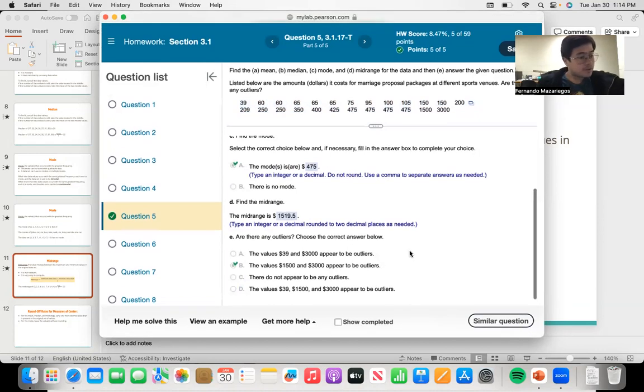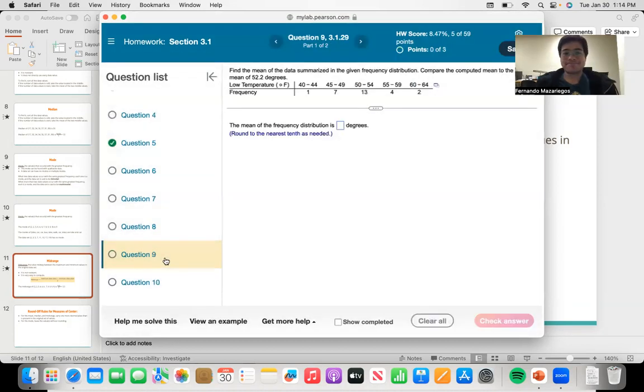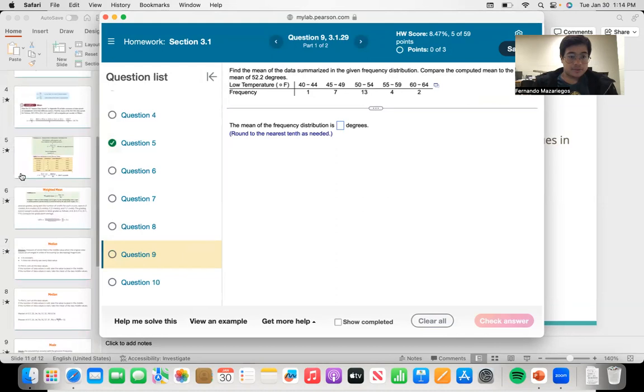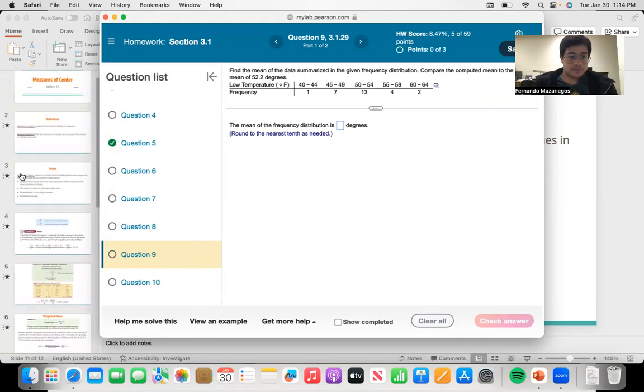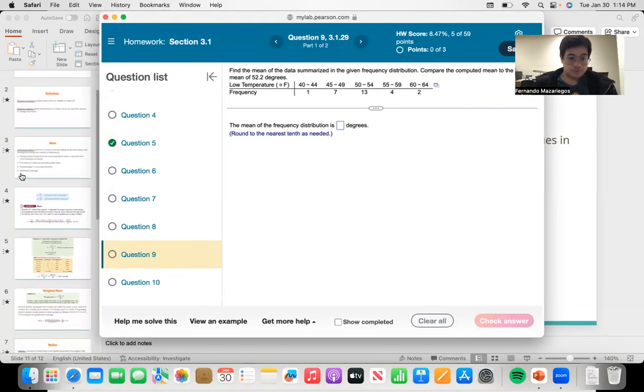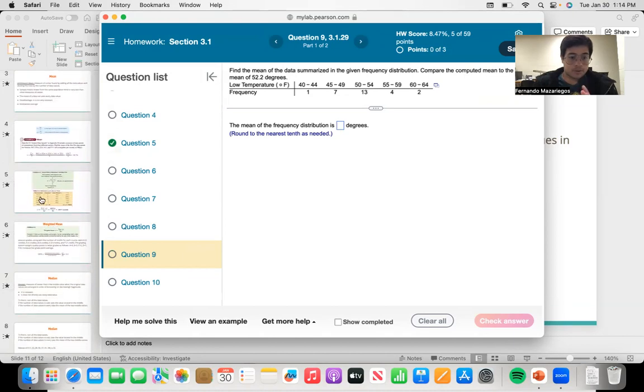Okay, good. Let's take a look at question number 9. So here we need to find the mean, and this is another special case we found here. This is for a frequency distribution. We have an example on slide number 5.